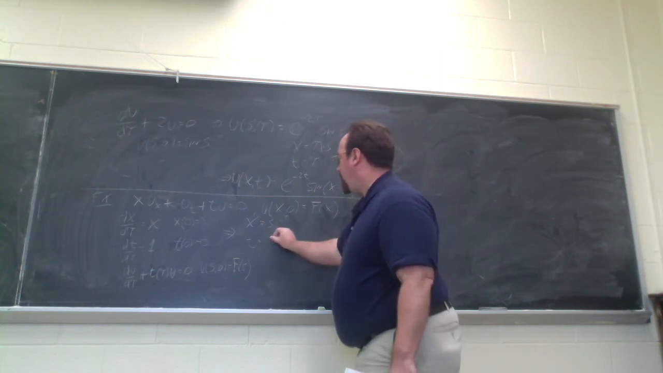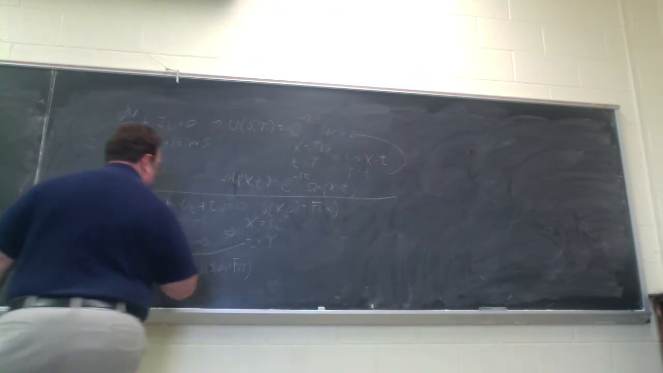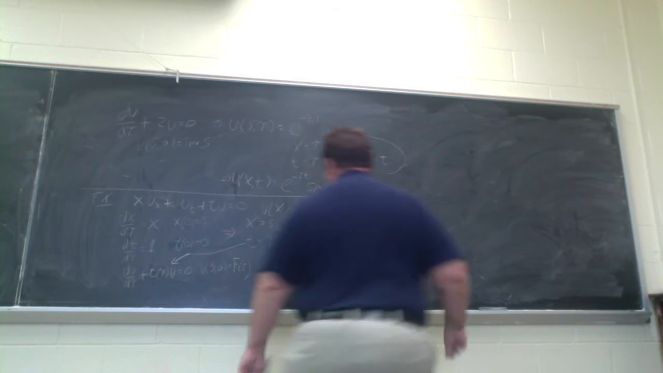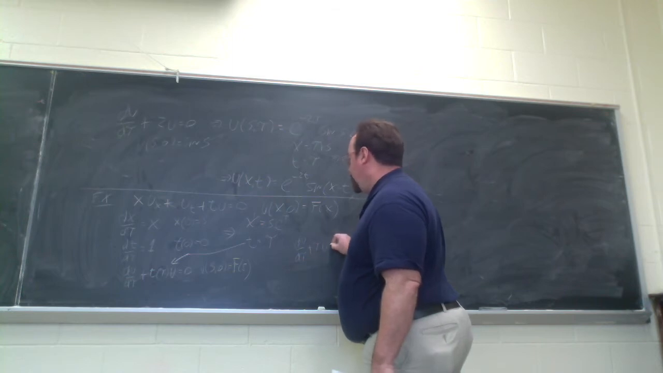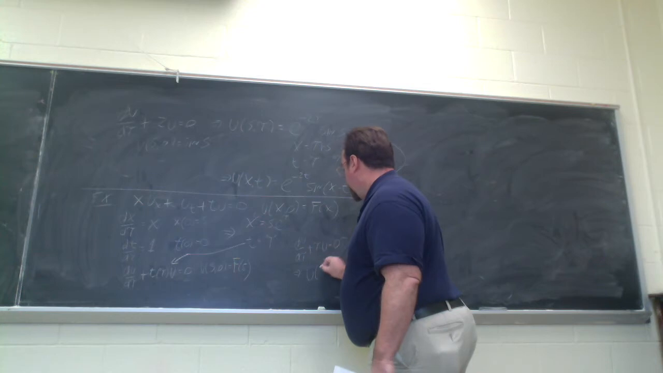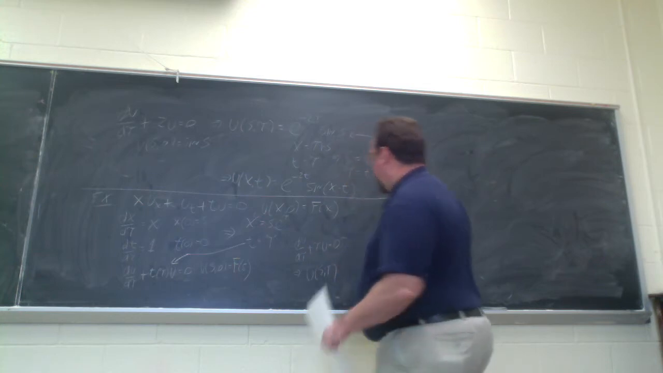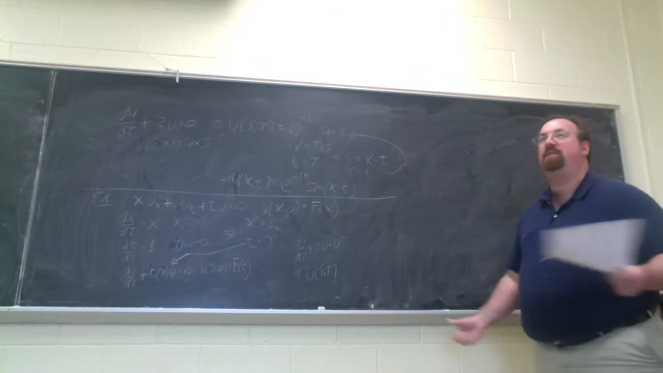That's just going to be just tau. All right, so now I can put that in here, my equation for u. So I have du d tau plus tau u is equal to 0. So what's that going to give me, first for a general solution?